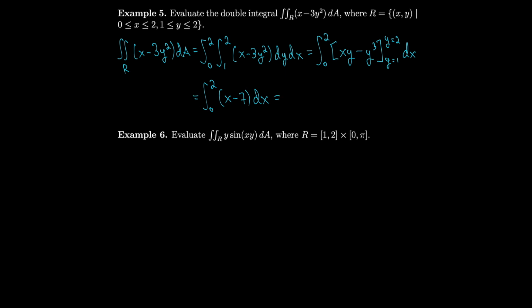So this is just a single variable calculus integral. It's easy to do. It's x squared over 2 minus 7x from 0 to 2, and that's minus 12. I didn't write x equals 0 to 2 at the end because it's obvious I only have x left. All right, way easier than having to try to figure out some other way, like the limit of a double Riemann sum.